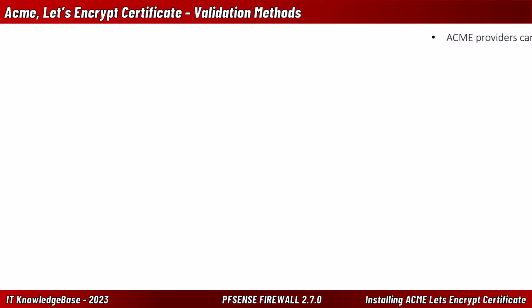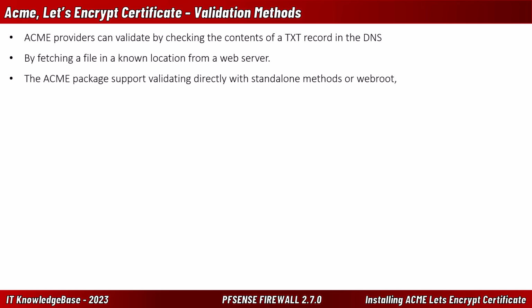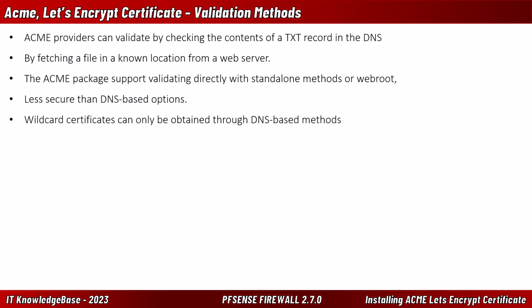Validation method. Acme providers can validate by checking the content of a TXT record in DNS Manager or by fetching a file in a known location from a web server. The Acme package supports validating directly with the standalone method or webroot, but those options are less secure than DNS-based options. The Acme package also supports numerous methods to update various DNS providers. Wildcard certificates can only be obtained through DNS-based methods.